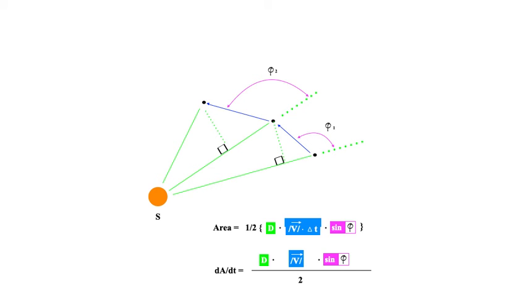Finally, note that if the formula for area holds true as we shrink delta t down to dt, then we can express the instantaneous rate at which area is swept out, dA over dt, in terms of d, v, and phi, as shown in this slide.